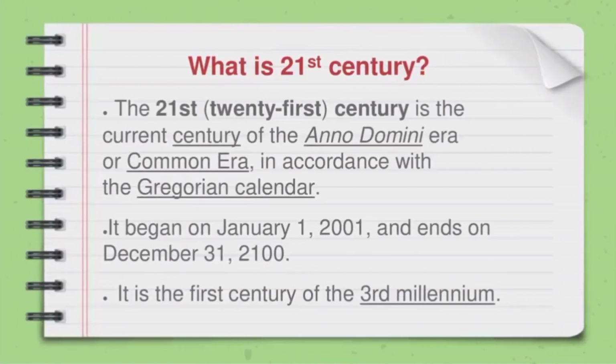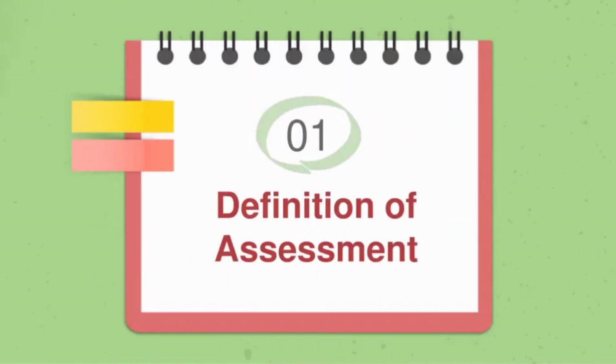What is 21st century? 21st century is the current century of the Anno Domini era or Common Era. It began on January 1, 2001 and ends on December 31, 2100. This is the first century of the third millennium.